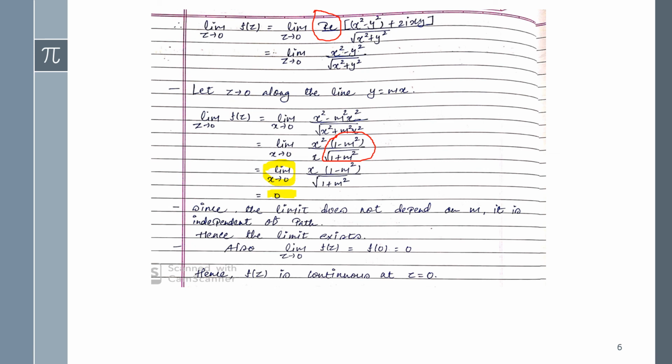And as you are getting, the limit does not depend on m, right? Because here you are not getting m, so definitely we can say that the limit does not depend on m. So it means it is independent of the path. So that's why we can say that the limit exists, and if the limit exists then the given function will be continuous. So that's why I have written: hence f of z is continuous at the point z equals 0.